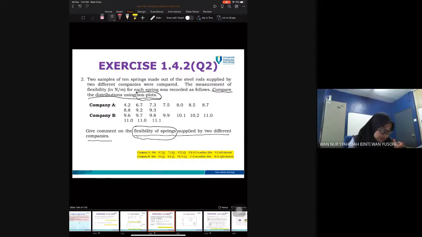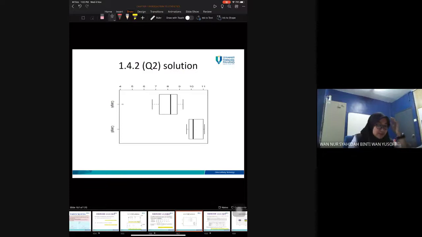So we go to plotting. This is the answer; you should have your own. Then we go to the interpretation. The label must be there. When you have more than 1 box plot on the same axis, you have to label which box plot is for which data set. In this case, the first one is company A and the second one is company B. If not, the reader cannot know which box plot is for which data set.